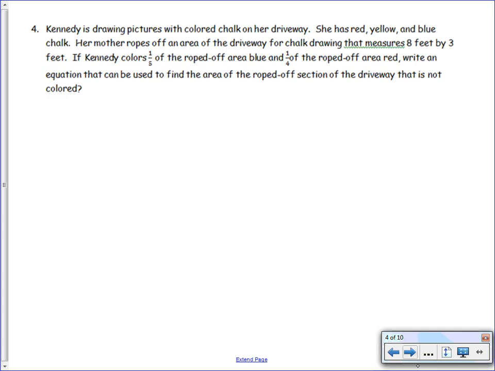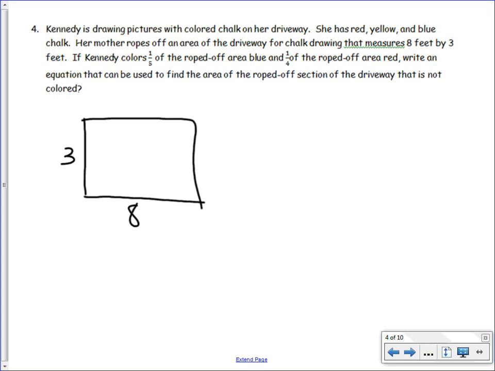Next problem. Penny is drawing pictures with colored chalk on her driveway. She has red, yellow, and blue chalk. Her mother ropes off an area of the driveway for chalk drawing that measures 8 feet by 3 feet. If Kennedy colors 1/5 of the roped off area blue and 1/4 of the roped off area red, write an equation that can be used to find the area of the roped off section of the driveway that is not colored. And once again, this problem has more than one way to solve it. I'm going to draw the driveway, and it measures 8 feet by 3 feet.